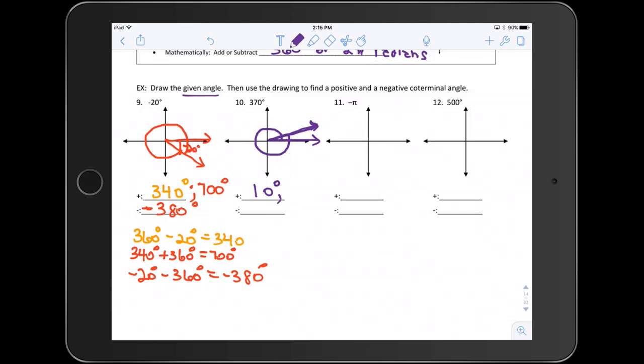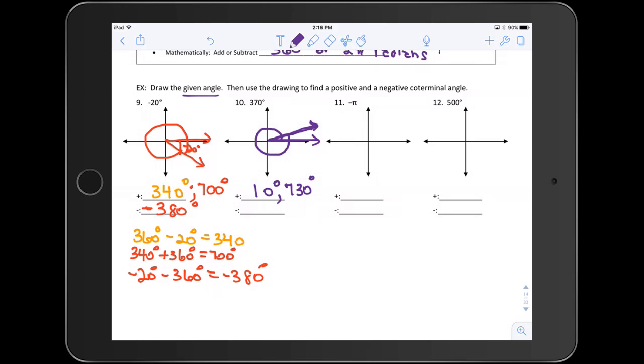Let's be overachievers here and put another answer. I know 730 degrees also works. So in pre-calculus, we actually ask for a couple positives and a couple negatives, just to make sure you understand that idea. In advanced algebra, we tend to just say, give me a positive, give me a negative. So there's the difference between the courses.